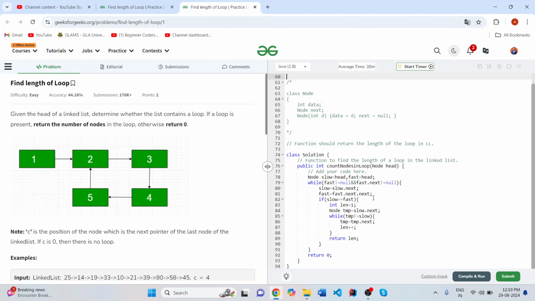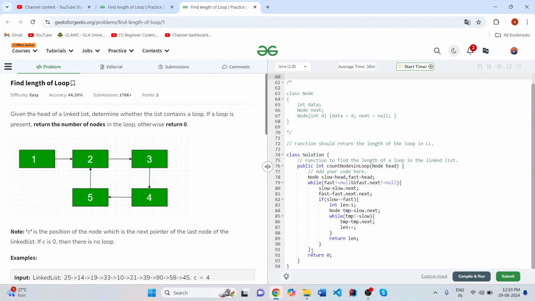So for the length, what we discussed, we will keep our length initially equal to 1 because we are at slow. We will keep a temporary node that will be equal to slow dot next. Now till temp does not become slow again, we will keep moving temp and keep counting the length till we reach our slow pointer again. The cycle is definitely present, so this will definitely reach slow again. We keep counting the length and after that we return this length. This is the length of the loop.